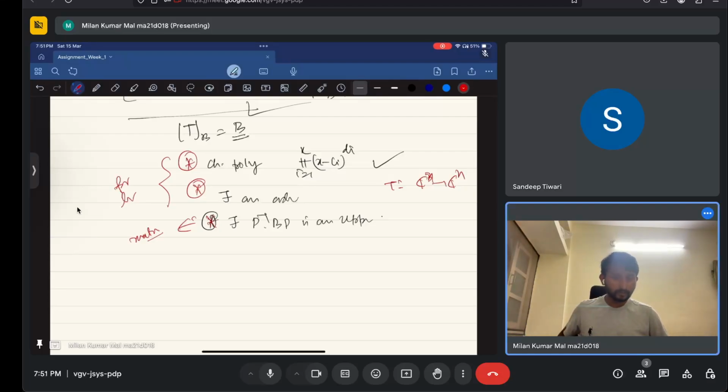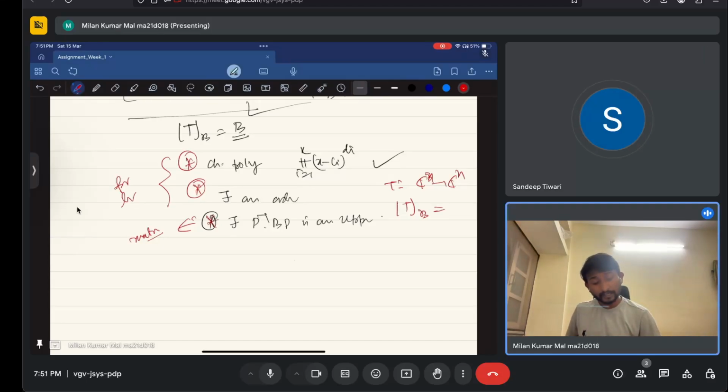So if I want to represent T with respect to the standard ordered basis, we should have some matrix representation. But T is triangulable if there exists an ordered basis of Cn with respect to which the matrix is triangulable. That does not guarantee that with the standard ordered basis the matrix will be triangulable. With respect to the standard ordered basis, the matrix may not be a triangular matrix.